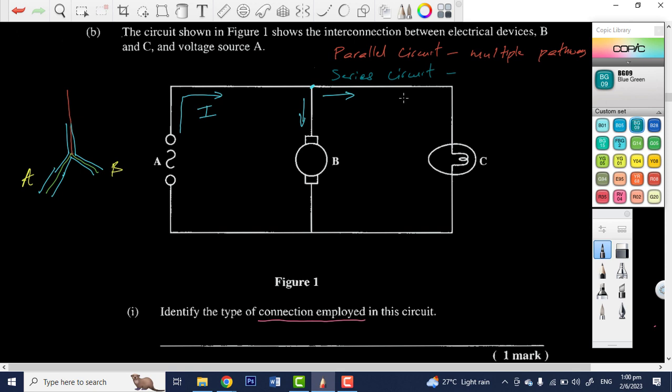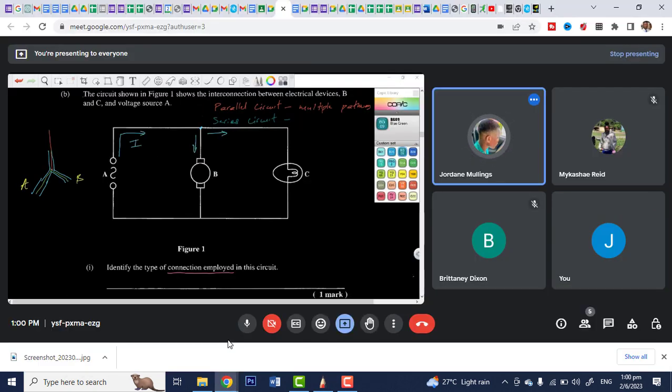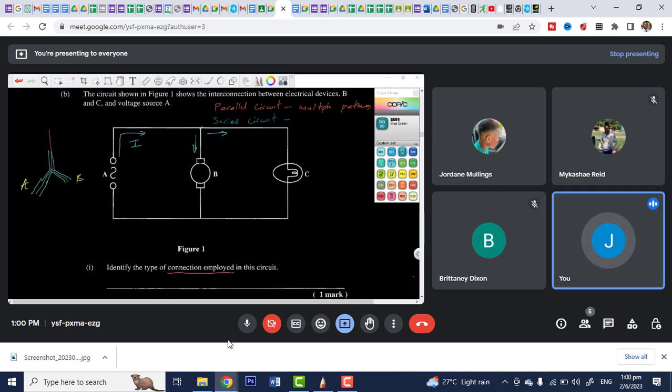On the contrary, if we talk about now a series circuit, we're going to see that if the parallel circuit has multiple pathways, the series circuit will have... what could we guess and say?